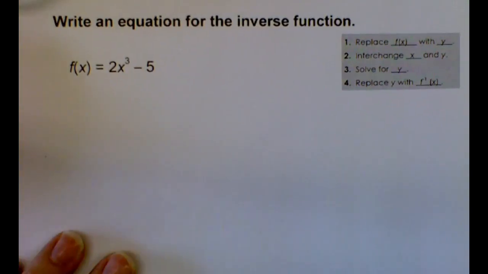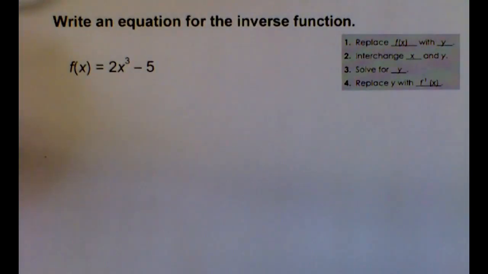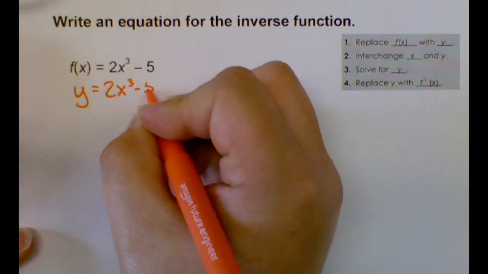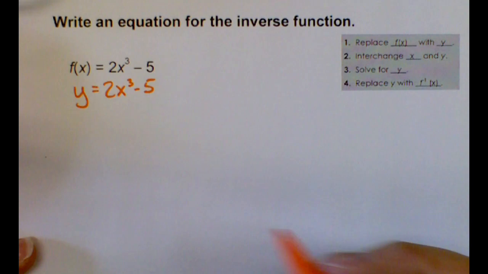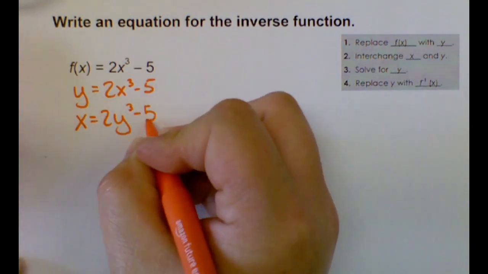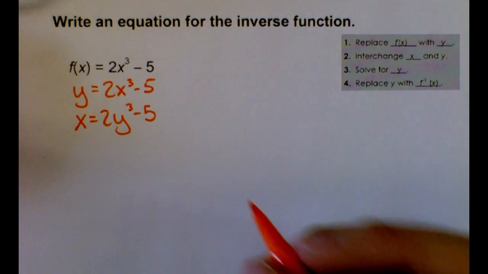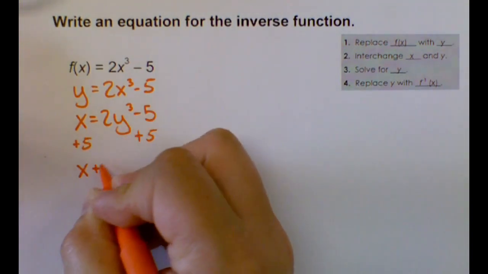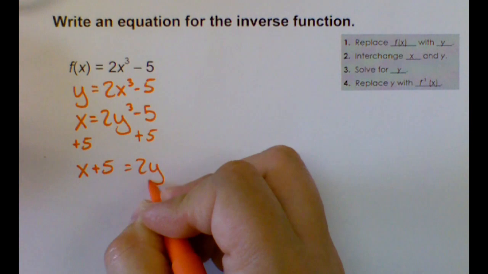All right, let's find this inverse. Step 1, change f of x to y. Step 2, switch all x's and y's. So x equals 2y cubed minus 5. Now we solve for y. Add 5. So x plus 5 equals 2y cubed.